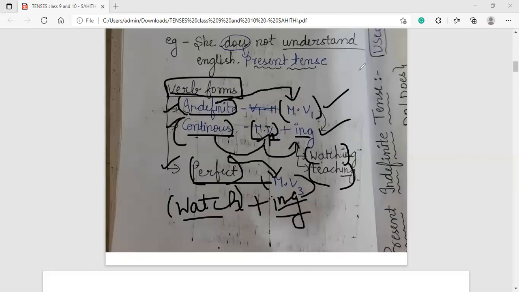Okay, so now going on to the next topic. It's not a new topic, it's like an old topic. We were learning tenses from 6th class, and now we are going to enter the main topic. Okay, so let's enter into the main topic.